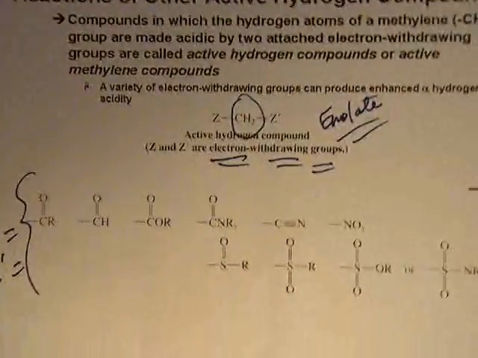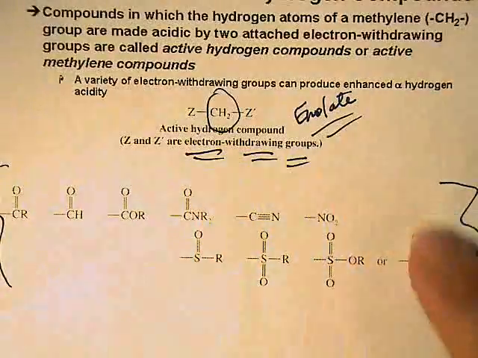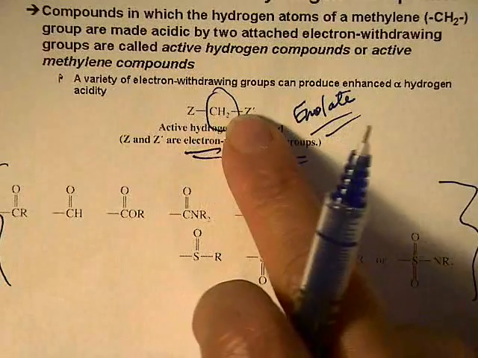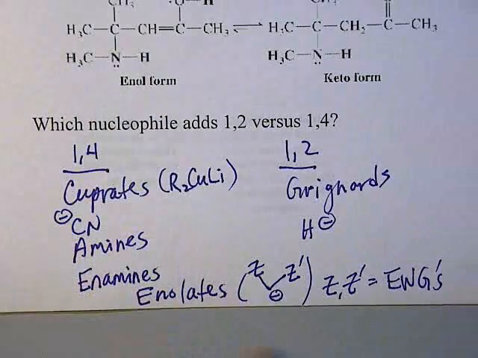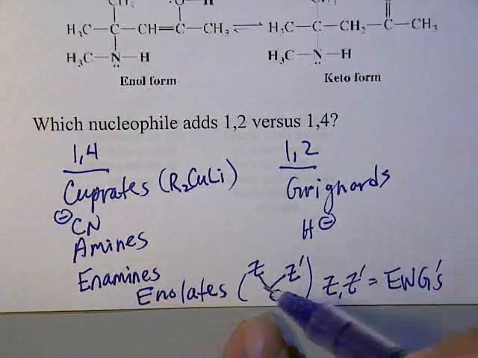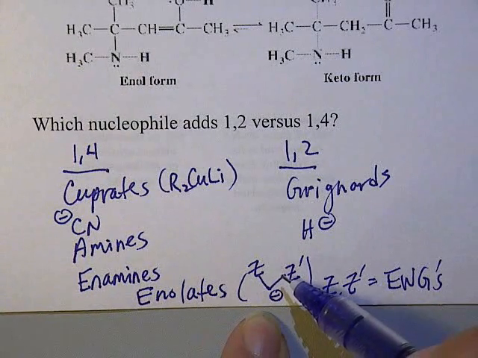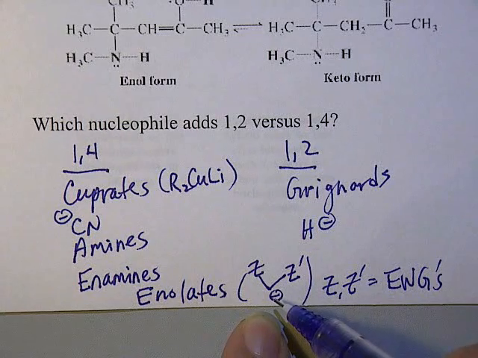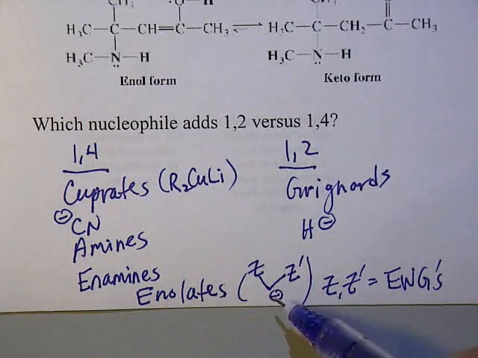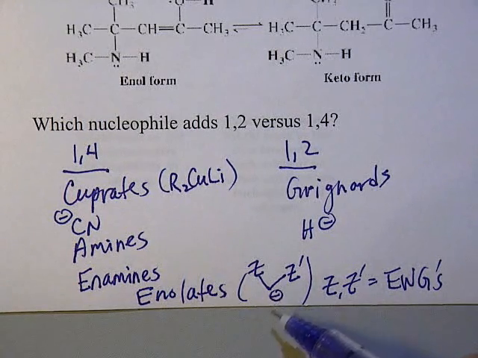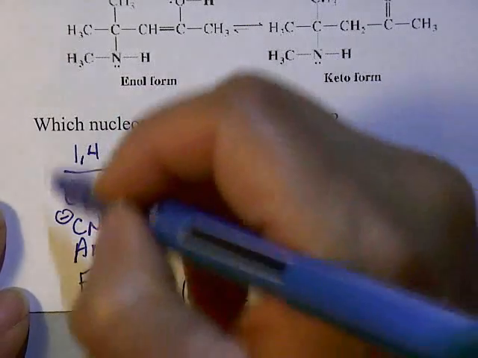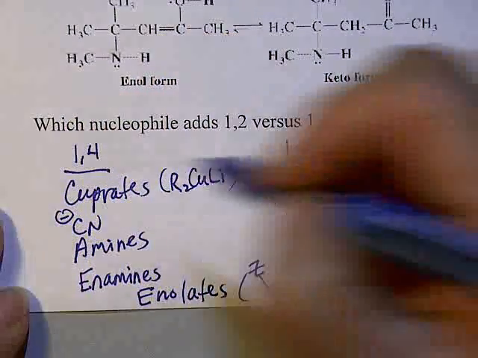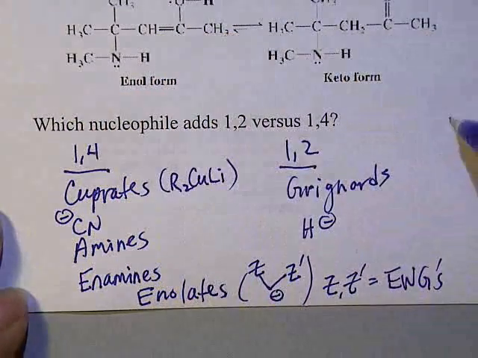And then remember, we went over all these different electron withdrawing groups you could have. All these would qualify as enolates with double electron withdrawing groups, making this enolate more stable than a different, normal kind of enolate. So those tend to add 1,4.